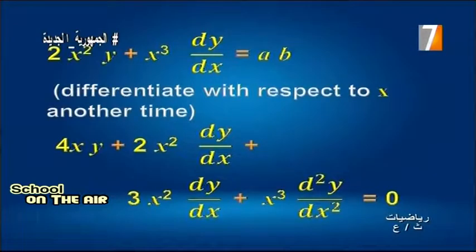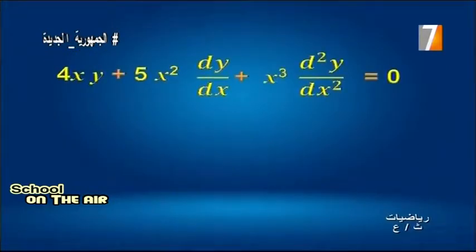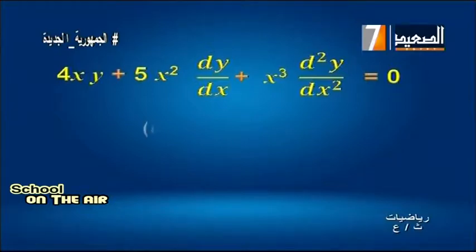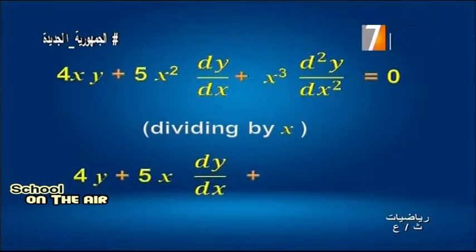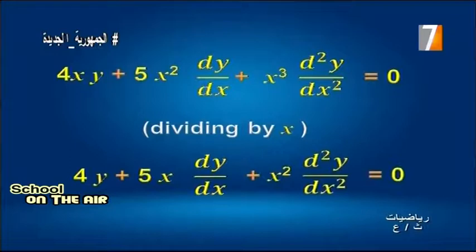Now we combine like terms: 4xy plus 5x^2 dy/dx plus x^3 d2y/dx^2 equals 0. By dividing by x, we get 4y plus 5x dy/dx plus x^2 d2y/dx^2 equals 0.